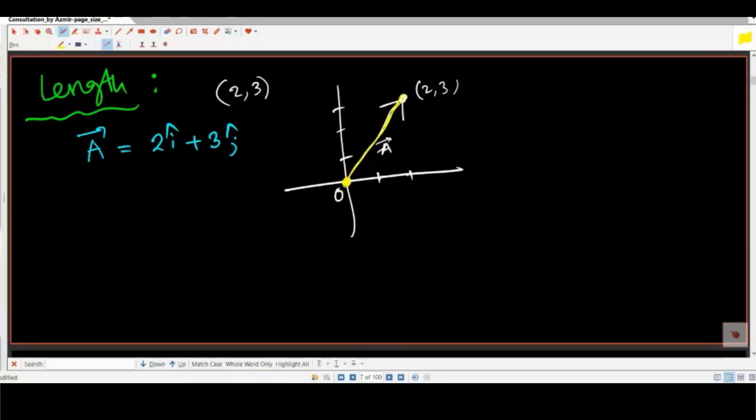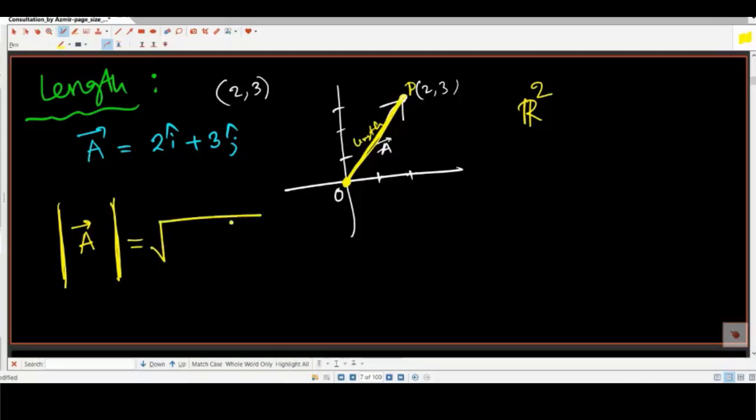If we want to find the length of this vector, we want to know the distance from O to this point, let's say P. The length is this yellow part. This vector is in R2, which means it is a two-dimensional vector. The length is denoted by the absolute value of this vector. So the length will be the square root of 2 squared plus 3 squared. This is the length of this vector.